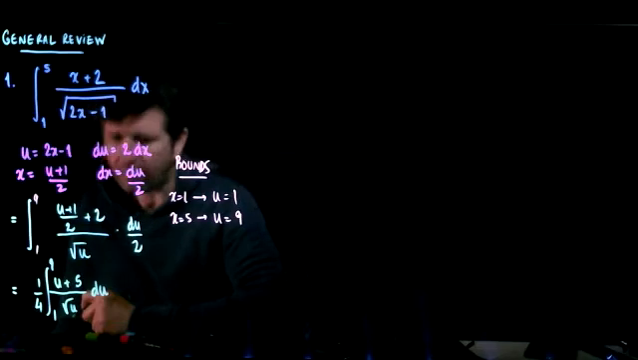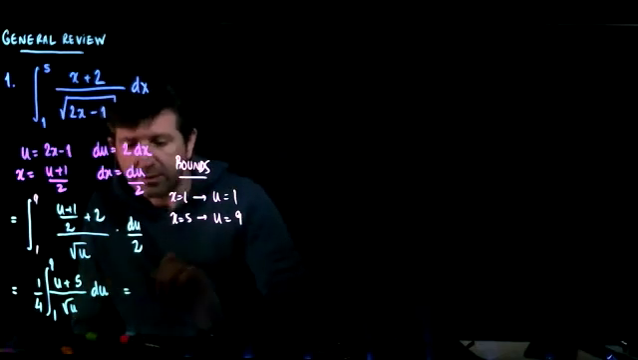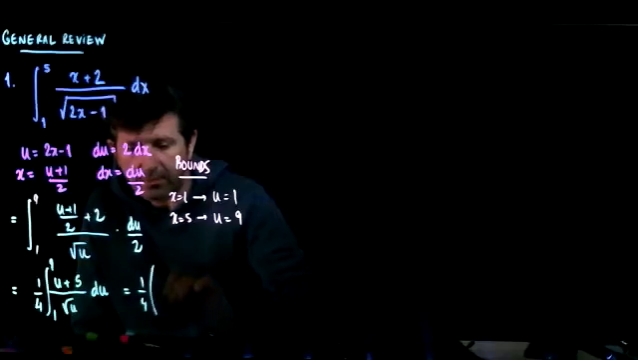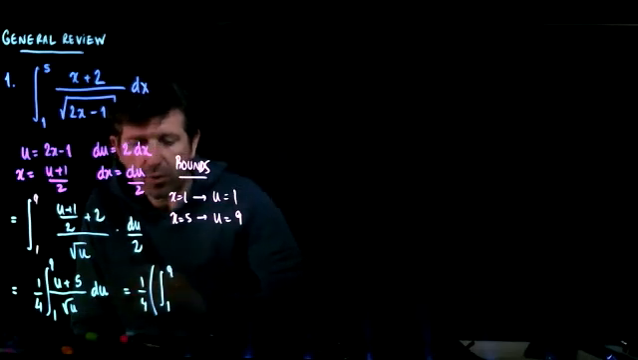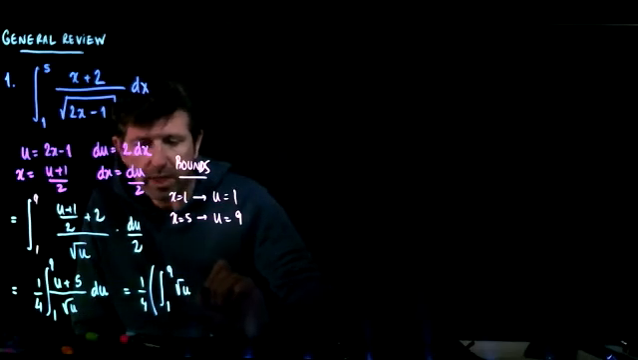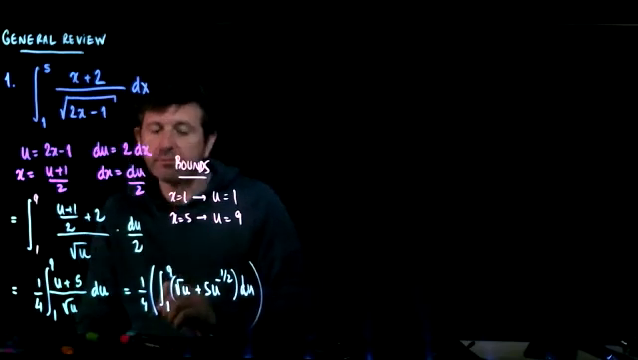Yes. Okay. And then this is 1/4 times, and I'm going to separate into 2 integrals from 1 to 9. So u over square root of u is just square root of u, and plus 5 times u to the negative 1/2 du. That's what I have.